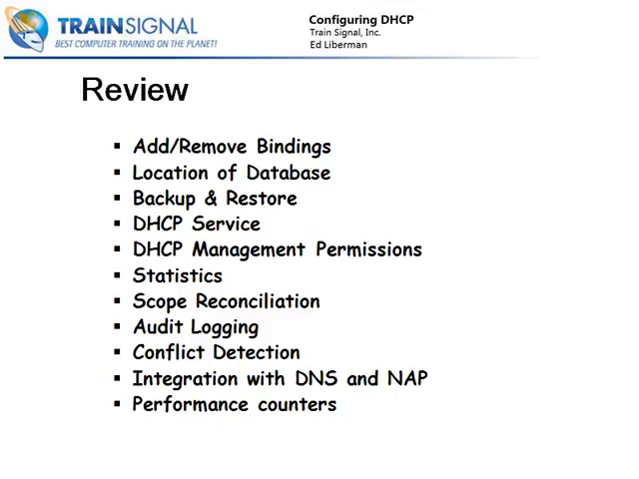We took a look at a couple of groups that are present on a local DHCP server called the DHCP Administrators and DHCP Users, which we can use to delegate certain levels of administration if necessary. Took a look at some of the statistics that are available on both a basic level and then also on a performance counter level. Saw how to reconcile our scopes if we get inconsistencies between the registry and the database itself. Saw how to create audit logs. Talked about conflict detection, which is generally not necessary, but if so, we'll take a look at how to do it. And we saw that DHCP could be integrated with DNS and with NAP.